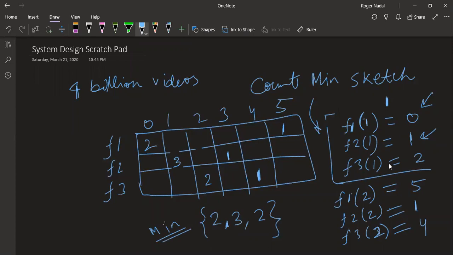So what we are saying is that the count is 2. Video 1 was played like 2 times, and that's the min part of it. You sketched it, you updated the counts on the sketch, and you are taking the minimum out of all the possible hashes. And why does it work? Because you may have collisions, so you want to take the lower value.